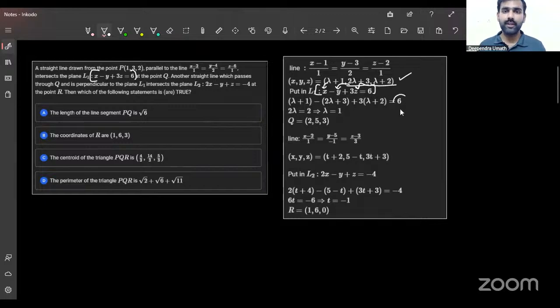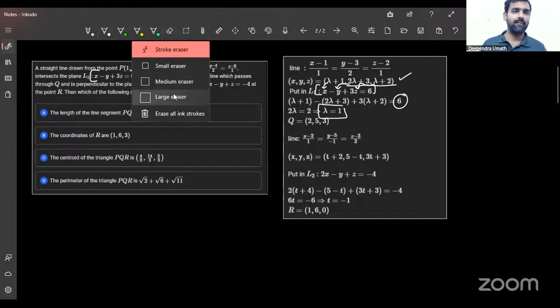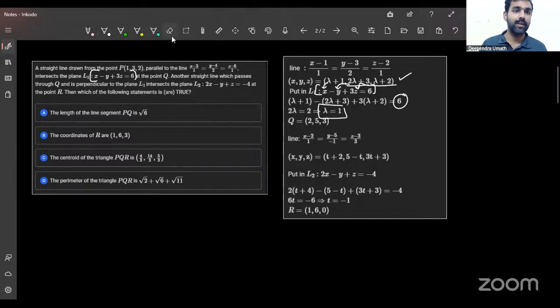So when you put it all there, you finally find the value of lambda as 1. And when you have finally found the value of lambda, what you now can do is lambda, which is 1, can be pushed here. So 1 plus 1 will be 2. This is 5 and this is 3. So you could find the coordinates of Q.